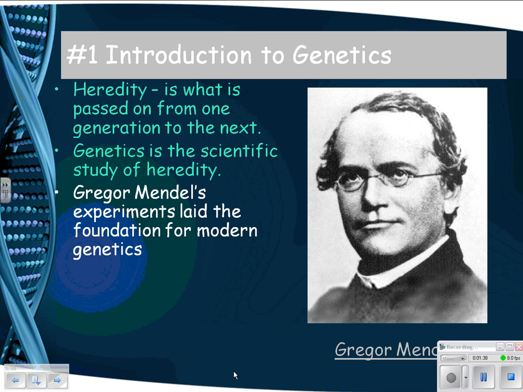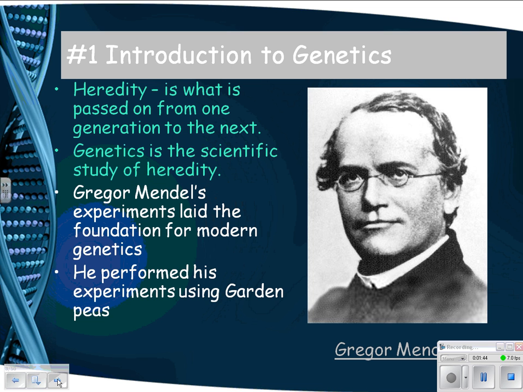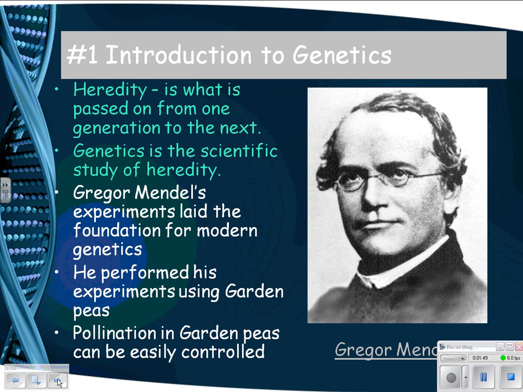Gregor Mendel's experiments laid the foundation for genetics. He performed his experiments using garden peas. Garden peas are very easy to work with because you can easily control how they breed, or we call this process pollination. So the question is, how are heredity and genetics related to each other? Well, genetics is the scientific study of heredity. So why did Mendel use pea plants for his experiment, as it asked on number 7? Well, because they were easy to work with in terms of pollination.